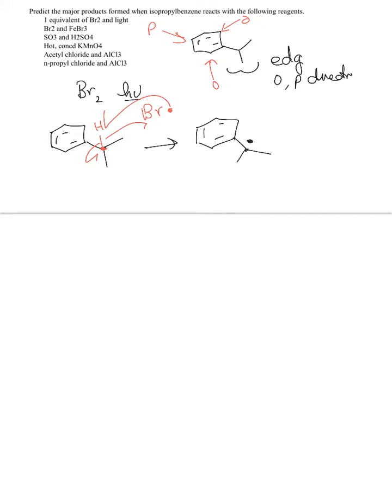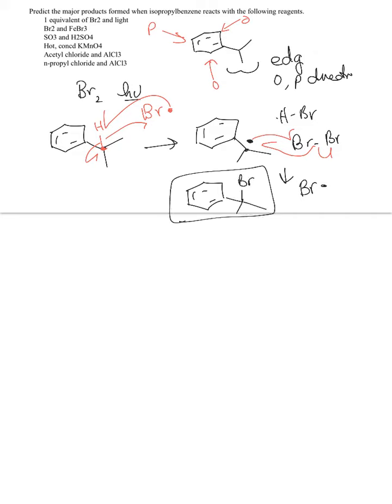You would generate HBr and the free radical, and then it would react with bromine to generate another bromine radical, and you would get bromination at the benzylic position. So the key there is bromine and light.